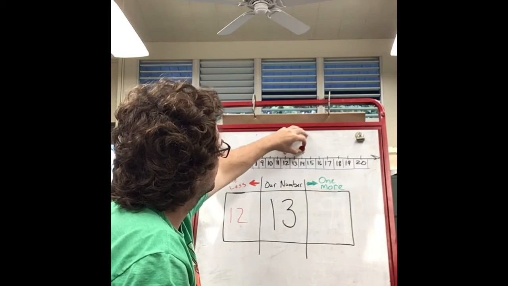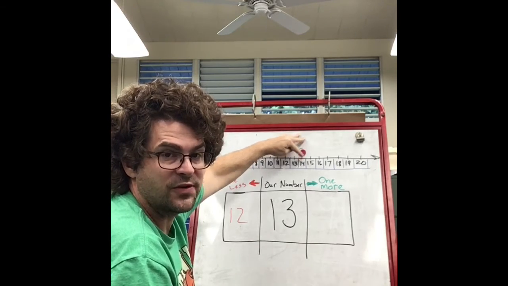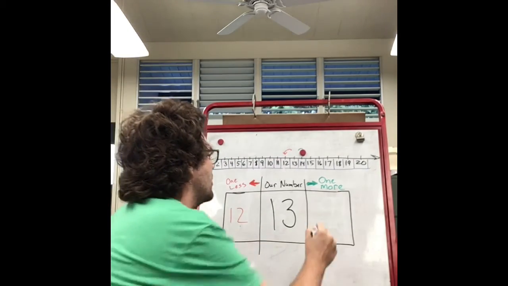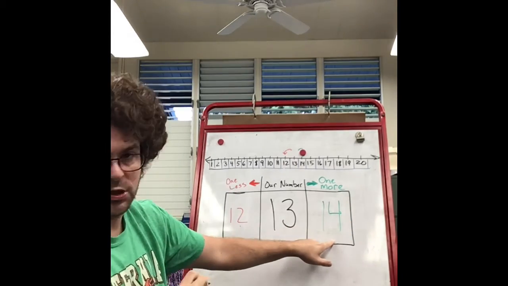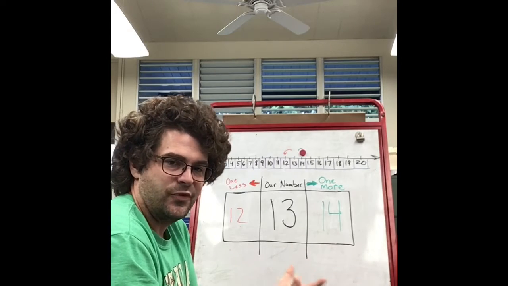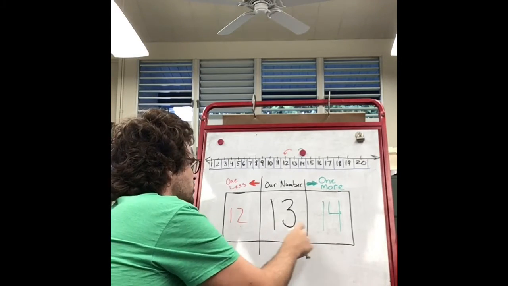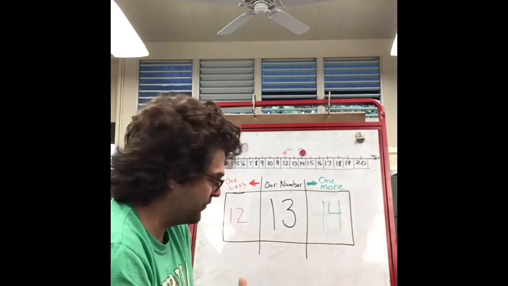Whoop, to this one right here. And this is a 14. So the number that is one greater or one more than 13 is 14. Okay? It's the next number that we'd count. Check if we did it right. 12, 13, 14. Those are the numbers in order, so that is perfectly fine.